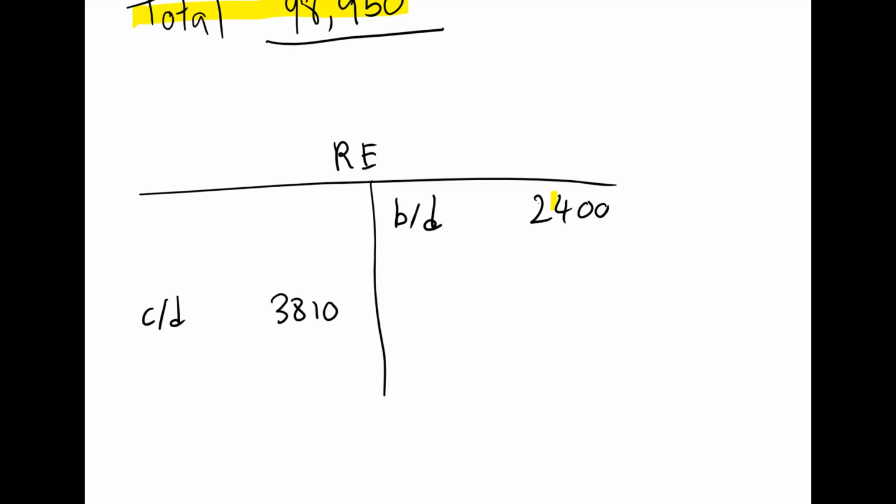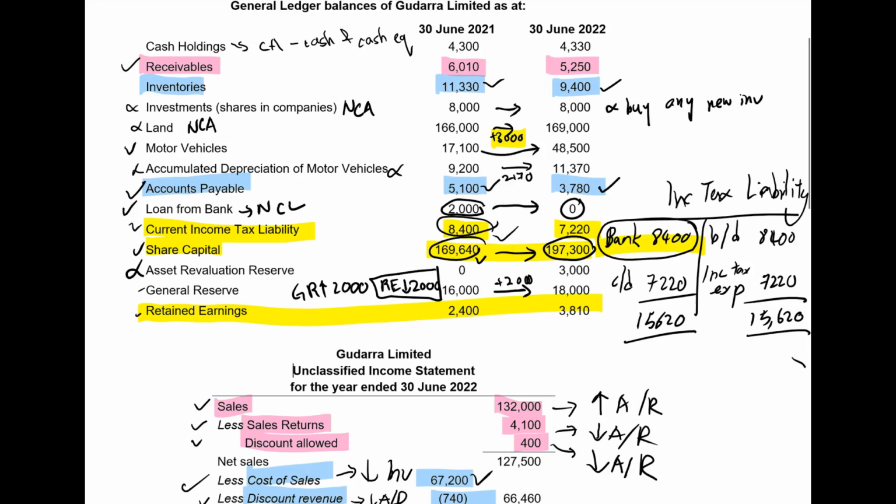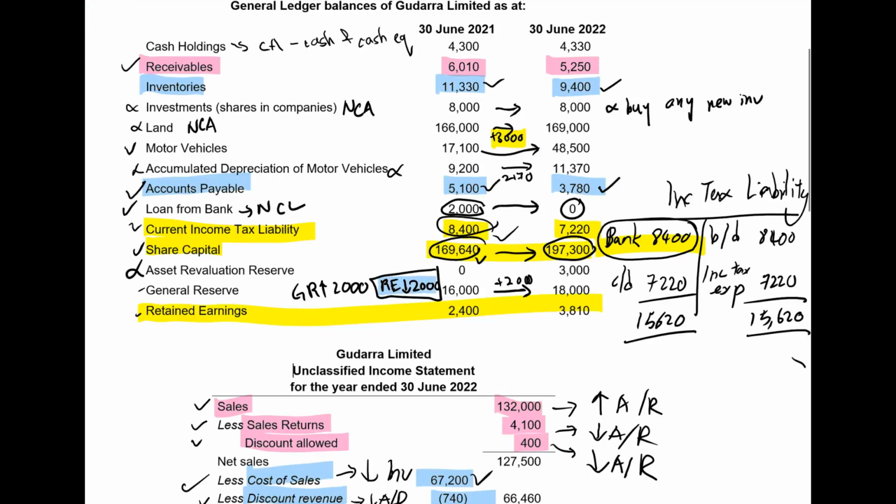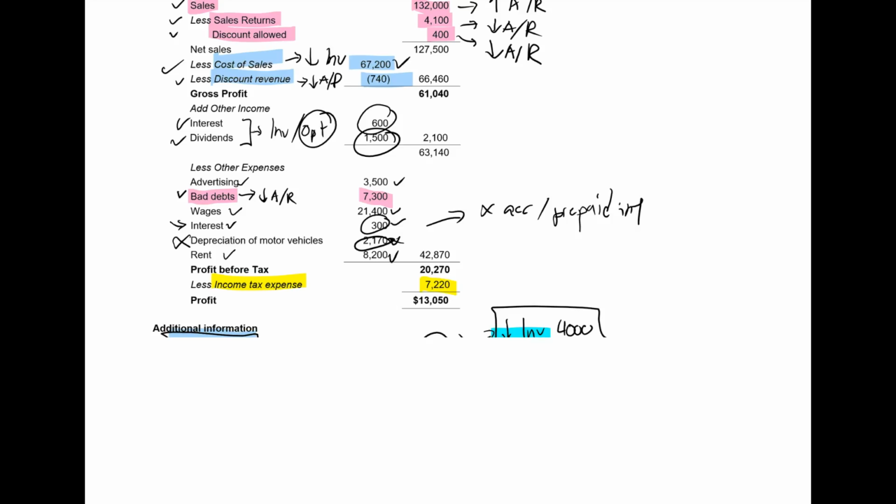Opening balance 2004, closing balance 3810. Just now we have transferred some money from retained earnings to general reserve, not general reserve to retained earnings. So our retained earnings goes down by 2,000.